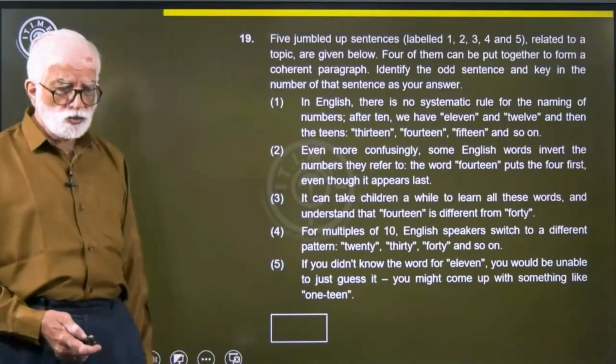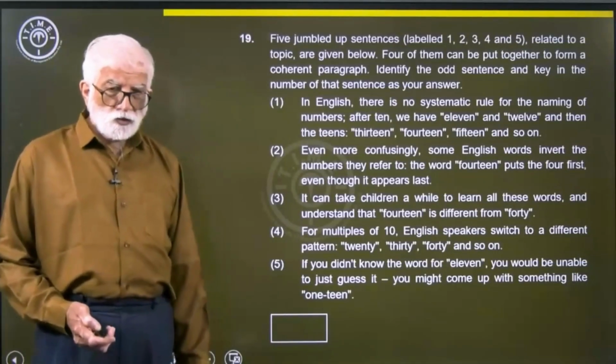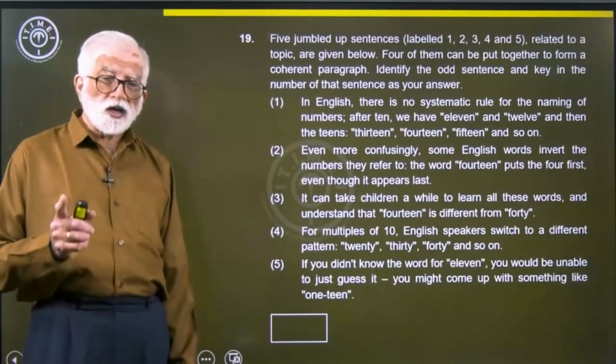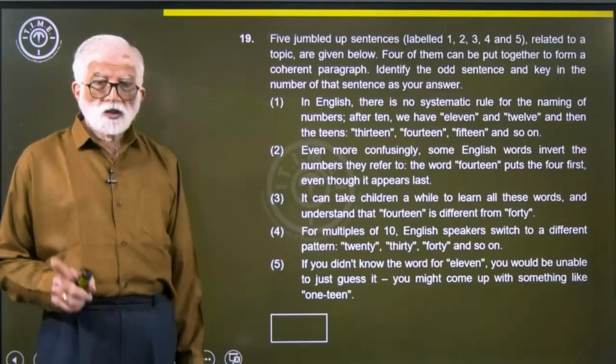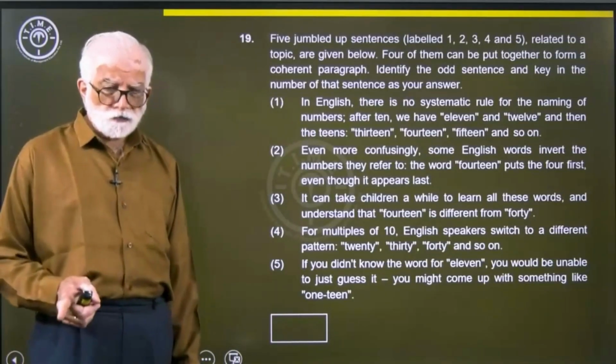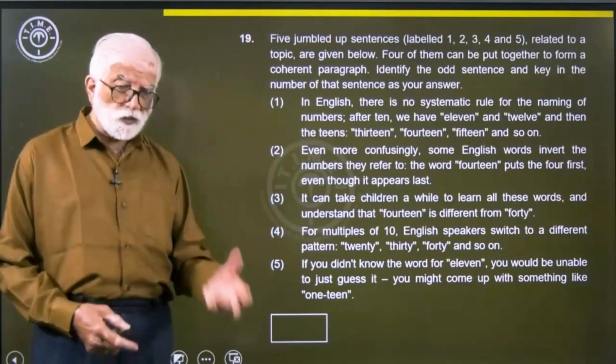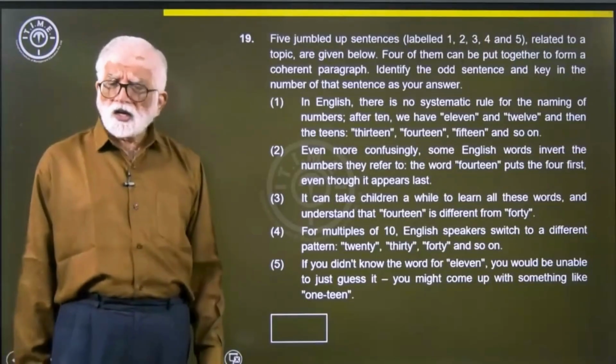Now we can go down to jumbled sentences. Over here you have jumbled sentences, but you have to identify the odd one out. So identify the odd one and key in the number. Does that mean I actually organize the paragraph? I mean, if the odd one, I'll read the sentences.